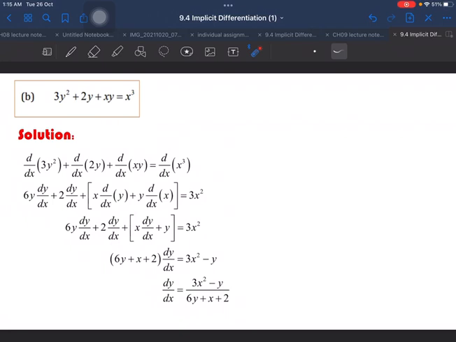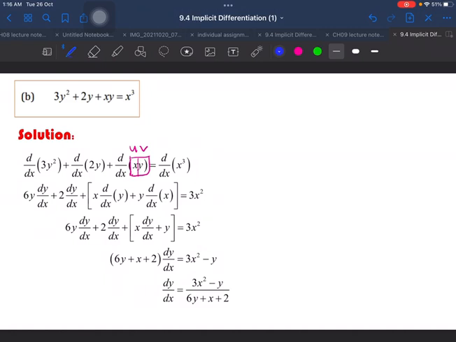Class, tapi sebelum tu kelas, pastikan selepas kita meletakkan d over dx pada setiap term, mungkin pelajar boleh kenal pasti ada term yang mungkin perlu kita differentiate secara product rule. Okay, kelas, kita mula differentiate term by term.